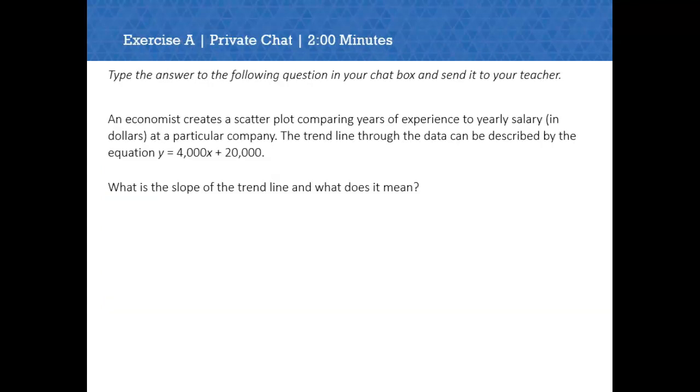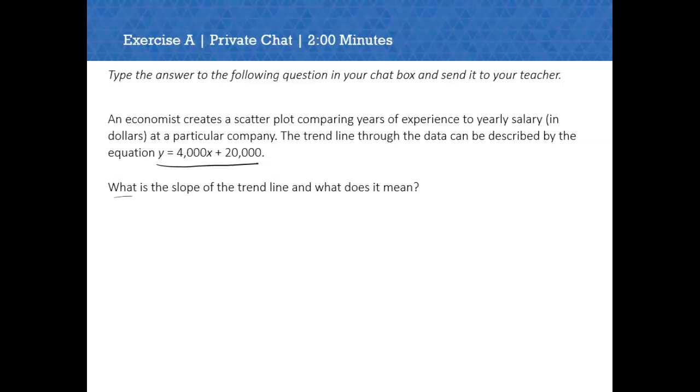Let's take a look. An economist creates a scatter plot comparing years of experience to yearly salary in dollars at a particular company. The trend line through the data can be described by the equation y equals 4,000x plus 20,000. So these are linear equations which we worked with in semester 1. But now we're just looking at this in terms of real life data on a scatter plot. And real life data on a scatter plot doesn't always fall directly on a linear line, which is why we make a trend line. So this is the trend line.